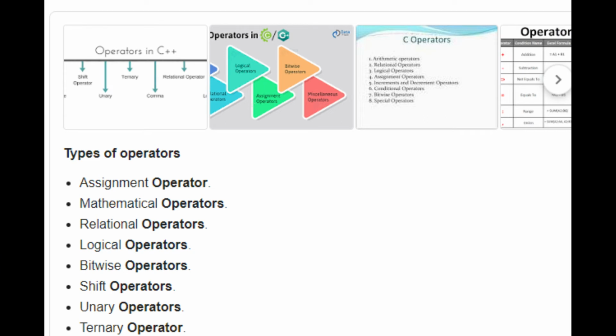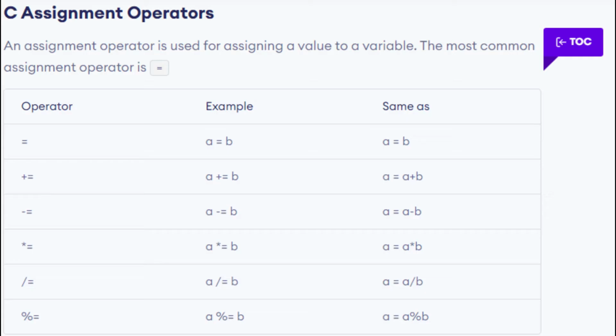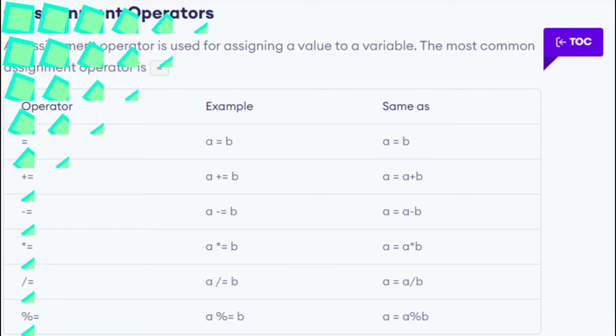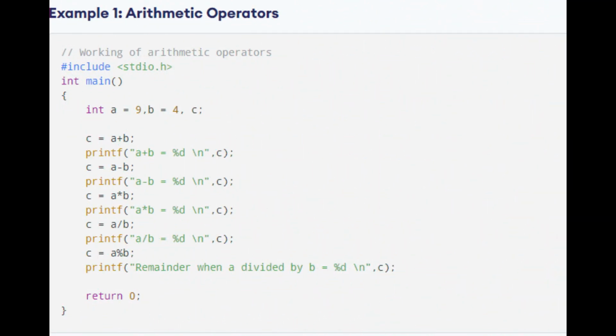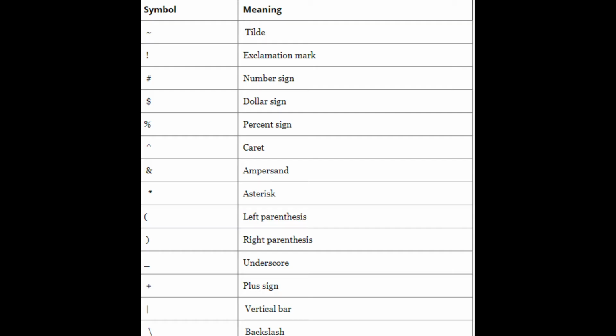In that plus, minus, multiplication and division. For example, we will see a plus b, a minus b, a into b. So these are the examples of arithmetic operators. And next one is relational operators. So here you can see open bracket, close bracket, exclamation mark is equal to, and for example we will see a greater than b, b less than a. So these are the types of relational operator.